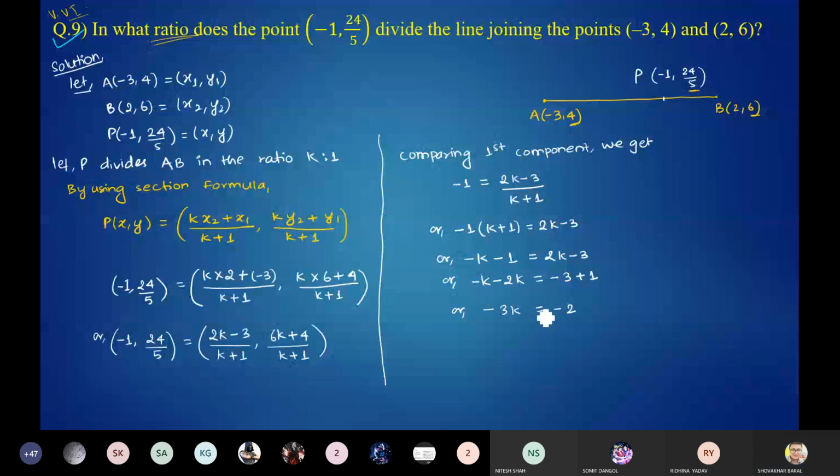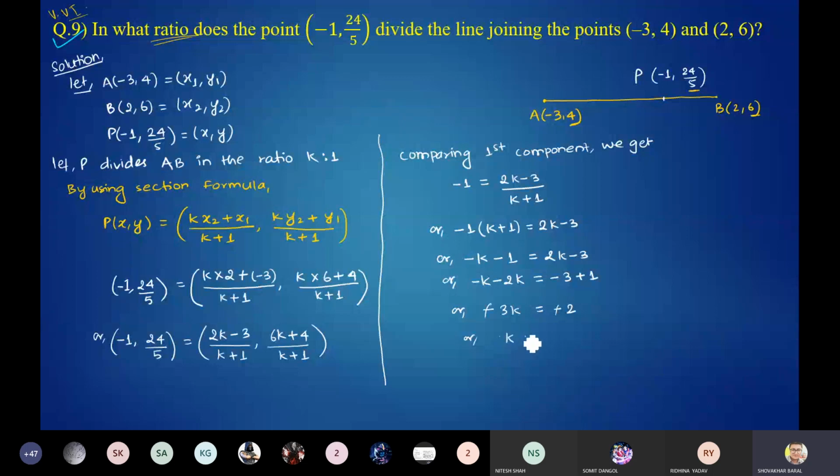Okay, let me recheck it again. kx2 plus x1, x1 is -3, divided by k plus 1. ky2 plus y1 is 4 by k plus 1. That's correct. 6k plus 4 by k plus 1. 2k minus 3 by k plus 1 is also correct. So -1 equals 2k minus 3 by k plus 1. -1 times k plus 1 equals 2k minus 3, so -k minus 1 is equal to 2k minus 3, and -k minus 2k is equal to -3 plus 1. So it's correct. Minus and minus will cancel there, so 3k is equal to 2.